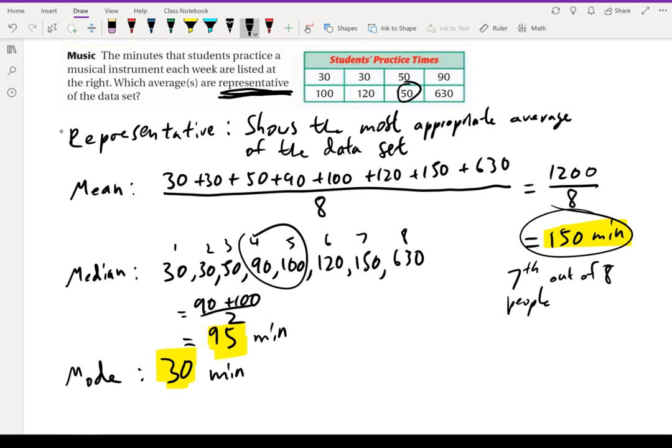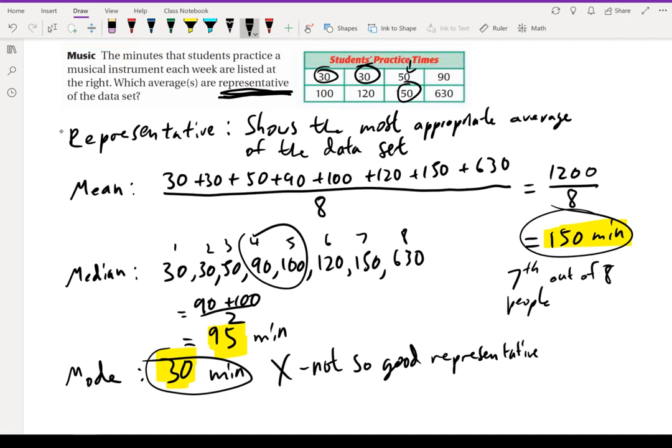And then if we look at the mode, 30 minutes, well, there are 2 people that do 30 minutes, and 50 is somewhat close to 30 minutes, but does it show the whole group's average? If I say that the group's average practice time is 30 minutes, what do you think other people would think? Wow, these 8 people are all so lazy. They only practice 30 minutes a week, all 8 of them, and that's what you're saying the average time is? So that's not so good a representative.